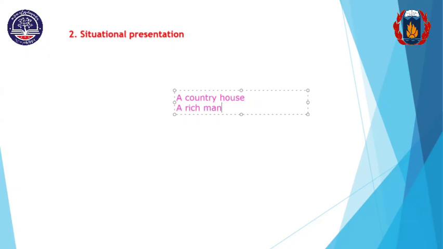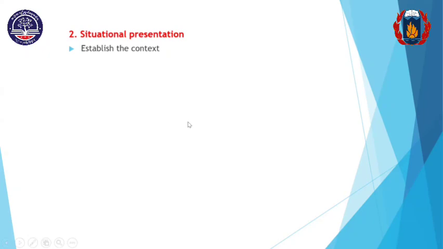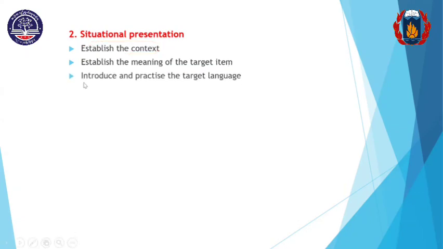In the situational presentation, the teacher establishes the context. So firstly, the teacher needs to give the situation. The teacher creates the situation and establishes the meaning of the target item. And then the teacher introduces and practices the target language.